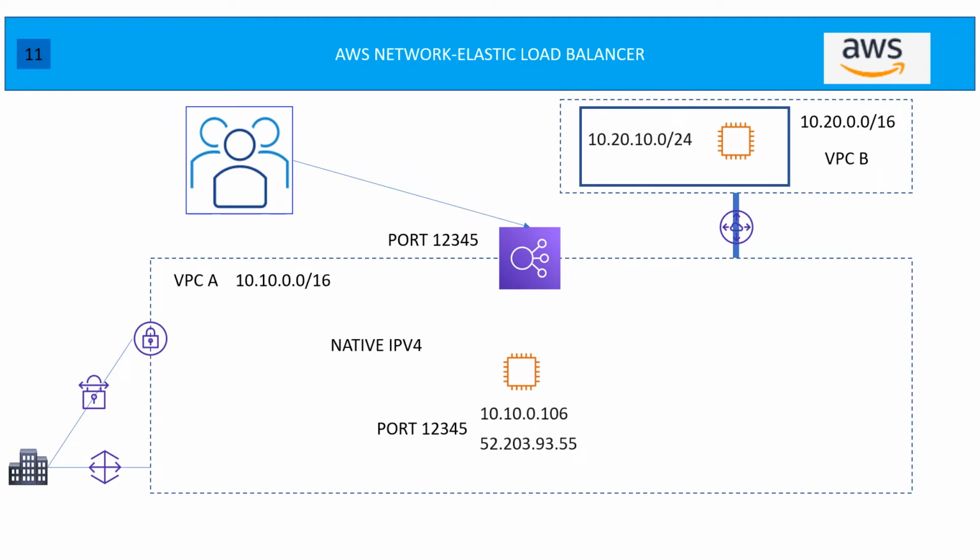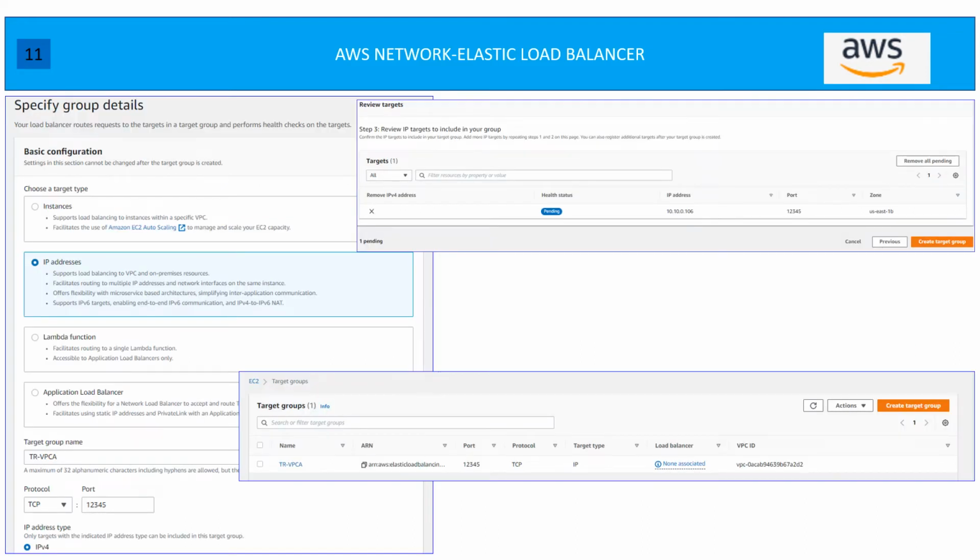Now I will be creating a load balancer and the listener will be configured for the port 12345, which is going to be the TCP port. And we are going to attach this instance as a part of the target group. While you create the target group, a couple of things to keep in mind.